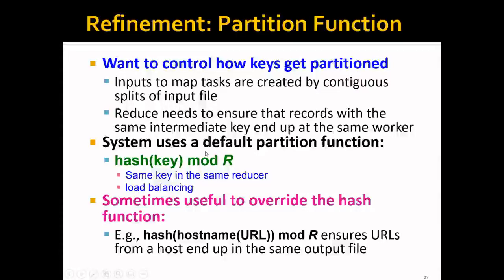For example, if you want the results from the same host to end up in the same output file or the same reduce worker, you can do something like this. But instead of hashing the URL itself, you can choose to hash the host name of the URL. That way, the results for URLs of the same host will always end up in the same reduce node.